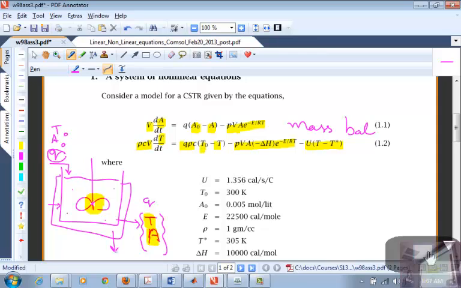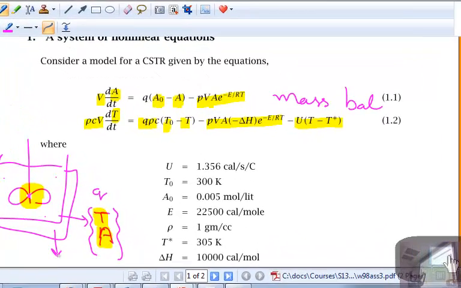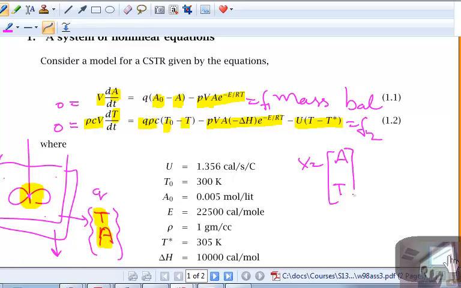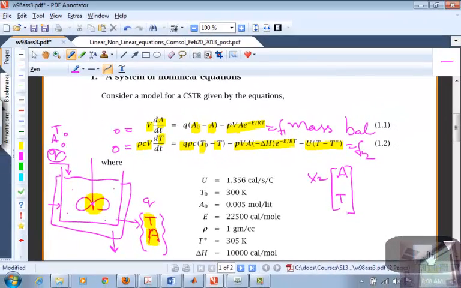Now, what we are going to focus on today is the algebraic equations, which means the steady state. Okay, so I'm going to set this equal to 0 and set this equal to 0. I'm going to call this my first equation F1 and my second equation F2. But both F1 and F2 are functions of A and T. So I'm going to define a state vector X, which consists of two variables A and T. And I have the two functions. Okay, so I can apply the Newton method to get a solution, provided you tell me what the parameters are.